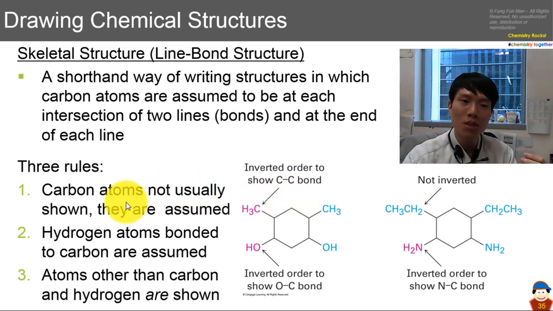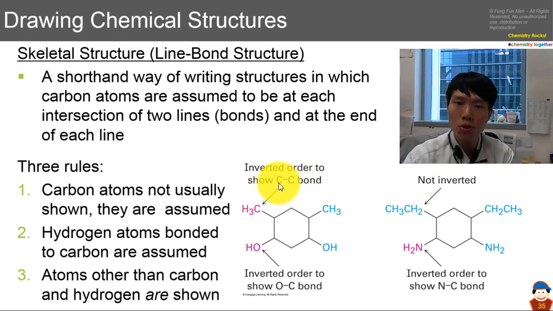So the 3 rules will be: the carbons are not usually shown because they are assumed. Hydrogens bonded to the carbon are assumed, and atoms other than these two are shown. So you see for oxygen, I have to put down the H because this H connects to oxygen, not carbon, so I cannot assume. Nitrogen, same thing. I cannot just put an N here assuming that it connects to hydrogen. No, we can only do that for carbons and hydrogens.